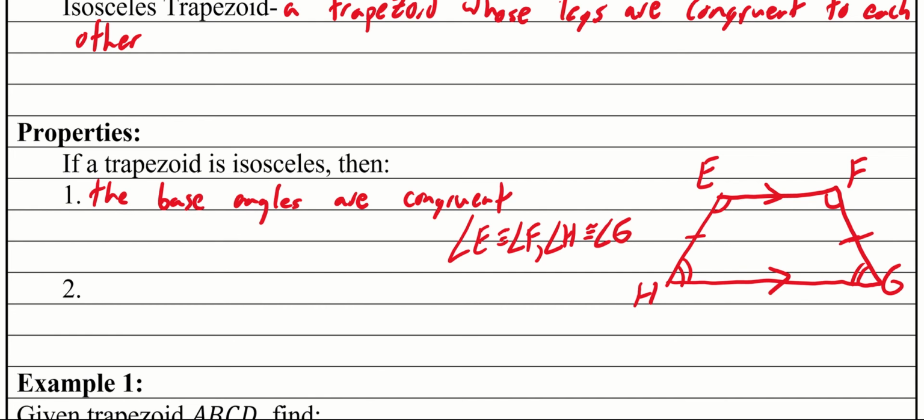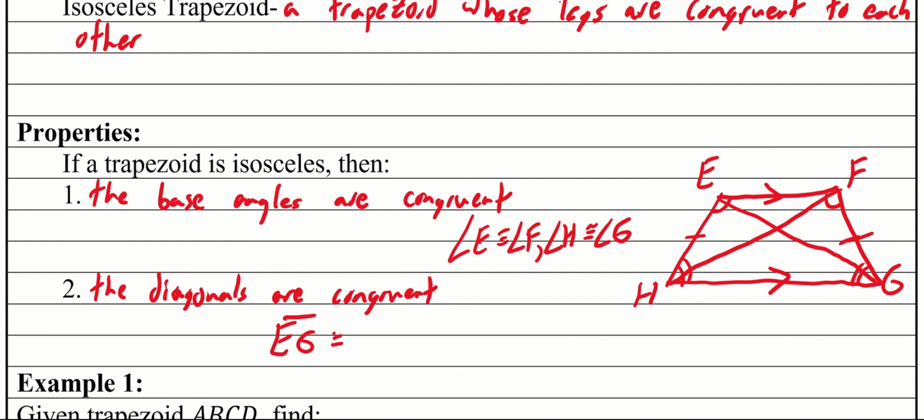And then the second thing that we know is I can say that the diagonals are going to be congruent as well. If a trapezoid is isosceles, then one other thing I know is the diagonals are congruent. So this is similar to something we talked about when we talked about rectangles. So for example, if I draw these in, I have EG and FH, and I could say exactly that EG is congruent to FH here. Okay, so that's the idea with isosceles trapezoids specifically.